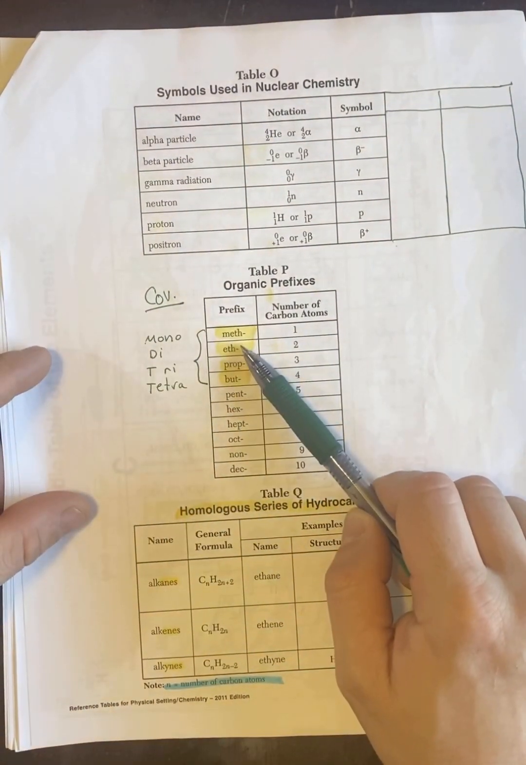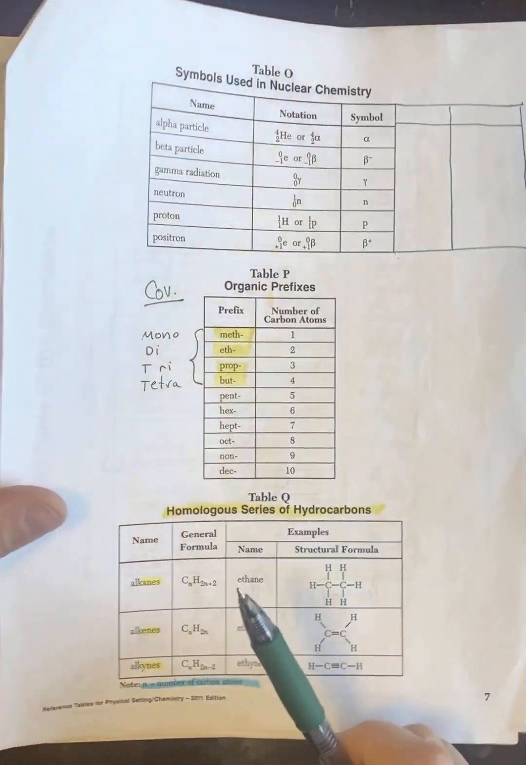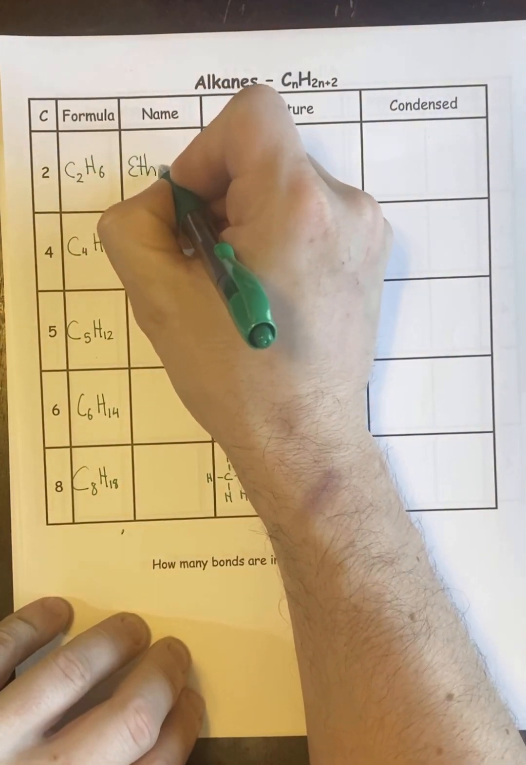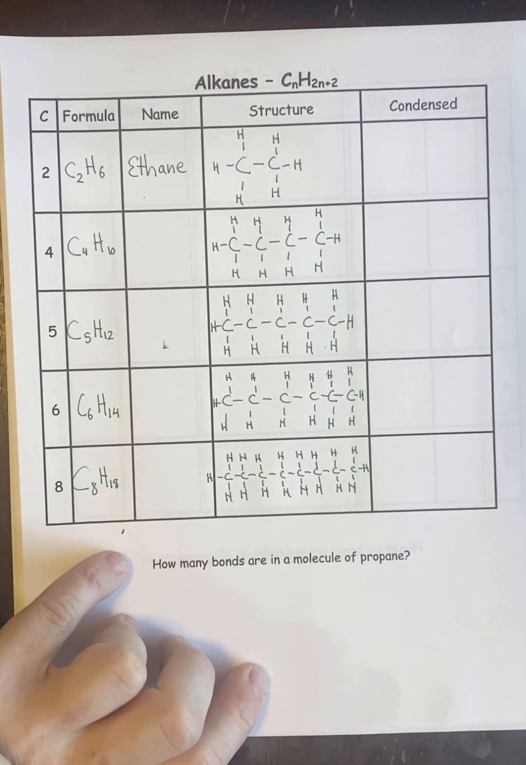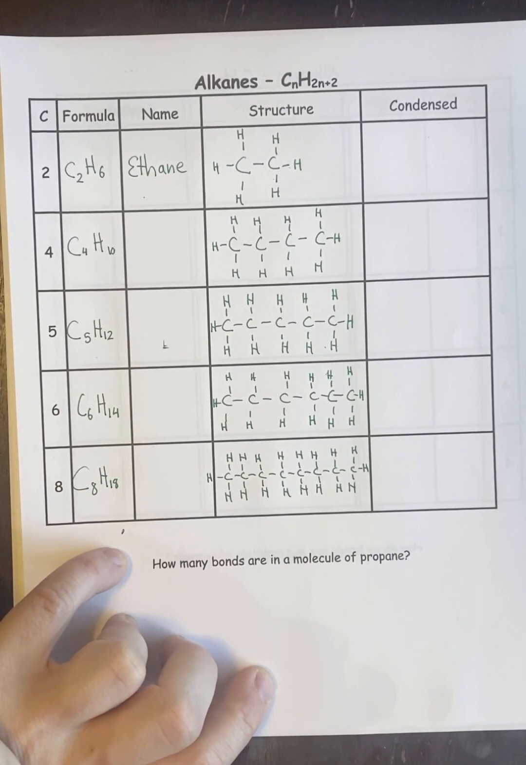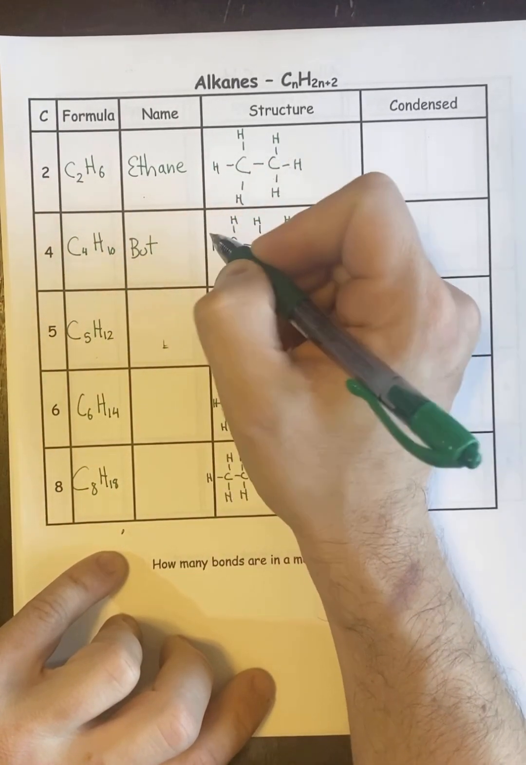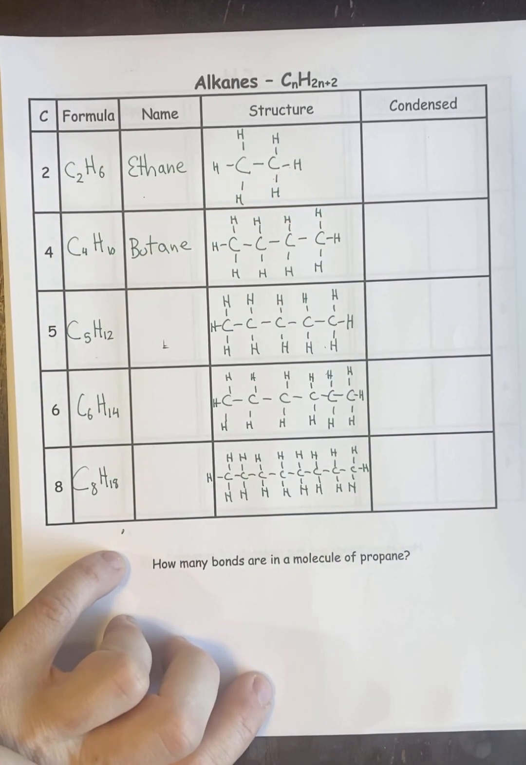So 2 carbons is eth. And then the ending, since it's an alkane, it gets an ane ending. So it becomes ethane. The eth tells me that it's 2 carbons. The ane tells me that it has all single bonds. For the next one, it has 4 carbons. So but, and the ane ending tells me they're all single. So butane, maybe you've heard of it.